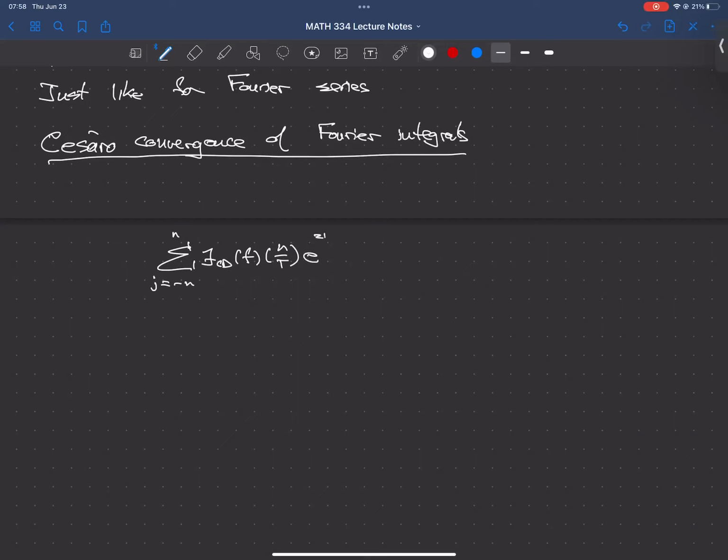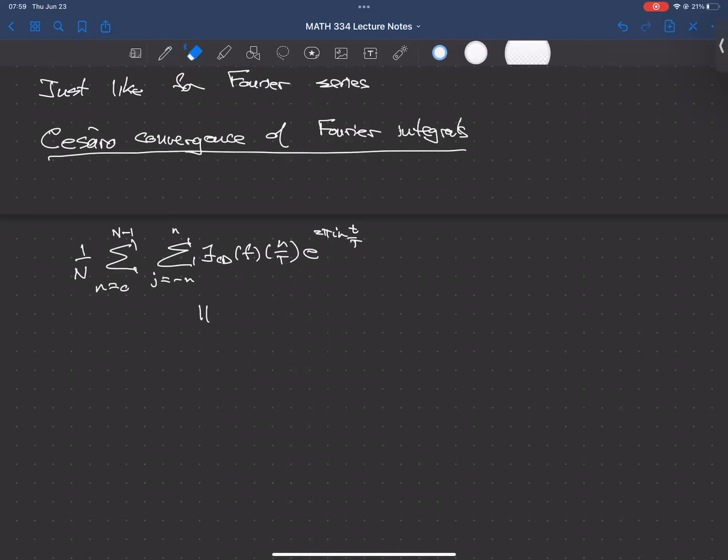Okay, to I and t over t, and then you average those from n equals 0 to n minus 1. And then because you're averaging, you divide by n. Okay. And this turned out, these average partial sums were given by a convolution formula. That was 1 over t, integral from minus t over 2 to t over 2, f of t minus tau, and then the periodic Fourier kernel showed up here.